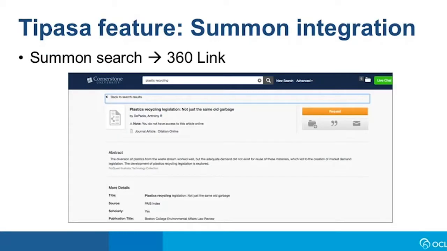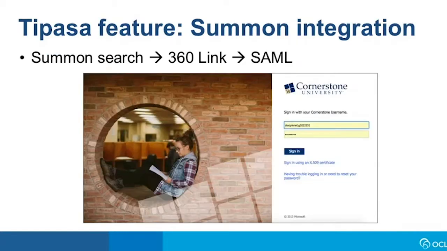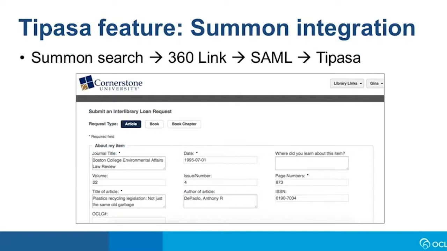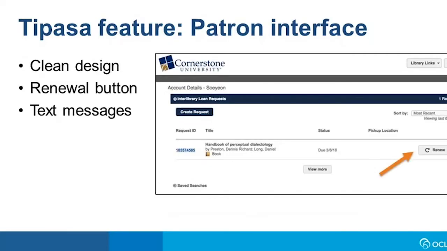So once you click on your article, this is one that we don't have, then you click on the request, the orange button there. Then that goes to our SAML authentication. If you were logged in already, you wouldn't see that. And then this is the screen in Tipasa that it populated, and then they can just submit it. So to them, it's been a lot easier for Summon.